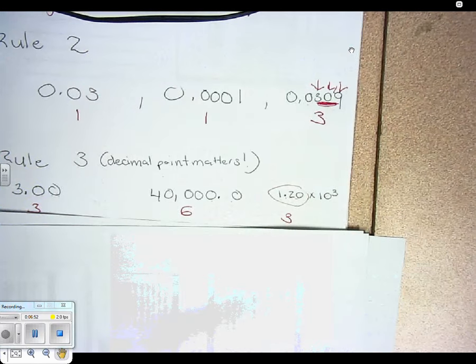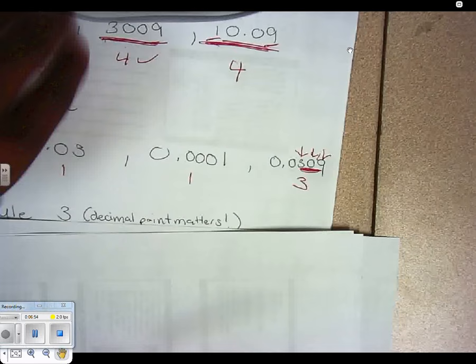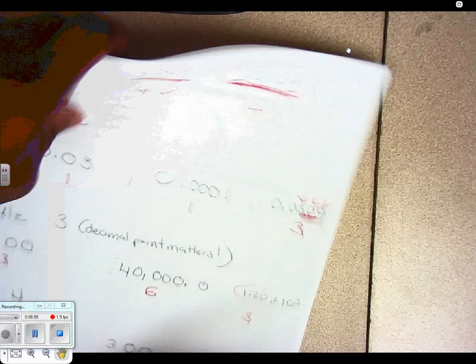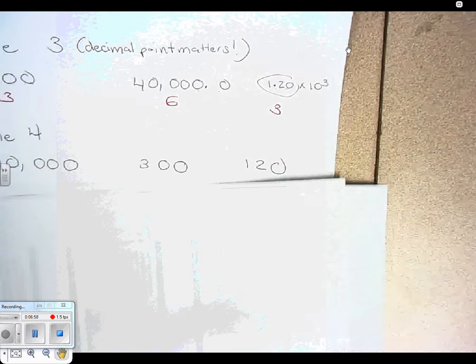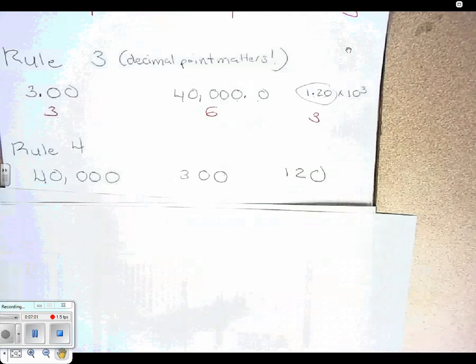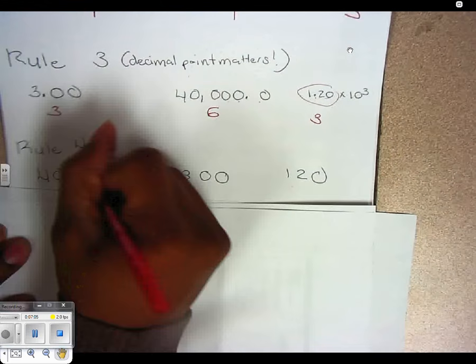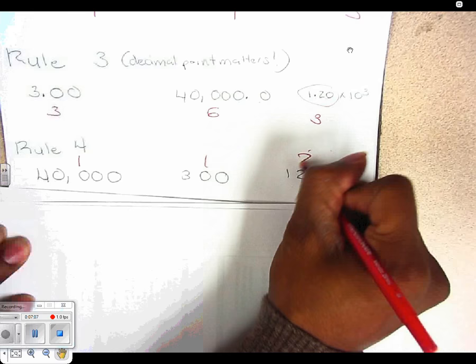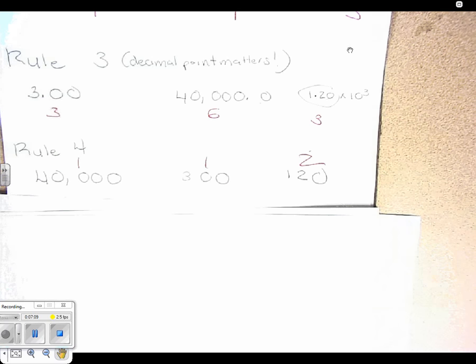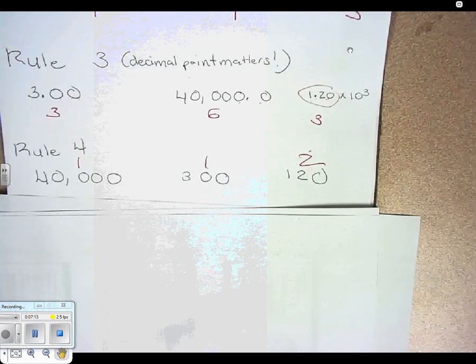So that's rule 3. But what if there is no decimal point? Well, enter rule 4. With rule 4, if there's no significant figure, then zeros don't matter. So 1, 1, and 2, all because they feature zeros with no decimal points.